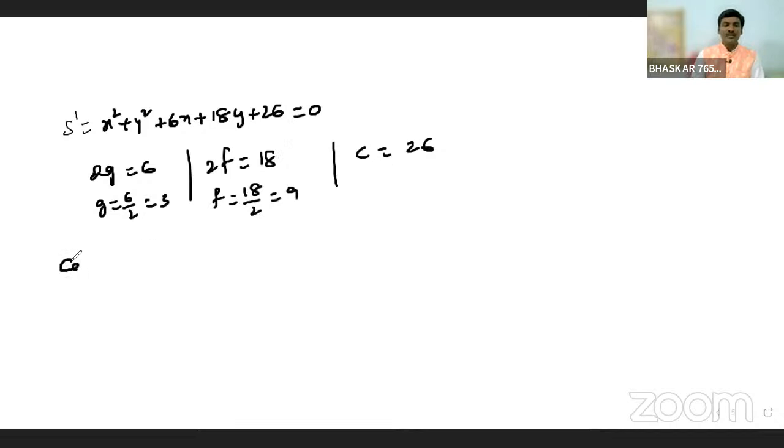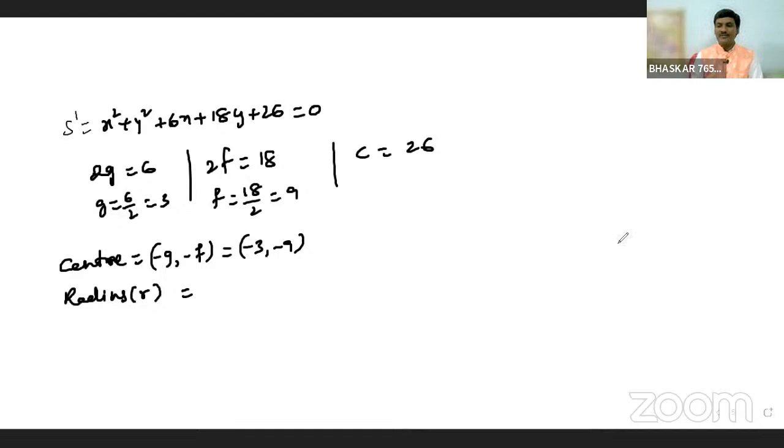Now the center here. What is the center here? The center is equal to minus g comma minus f. That means minus 3 comma minus 9 is the center here. And how to find the radius? What is the formula for finding the radius?